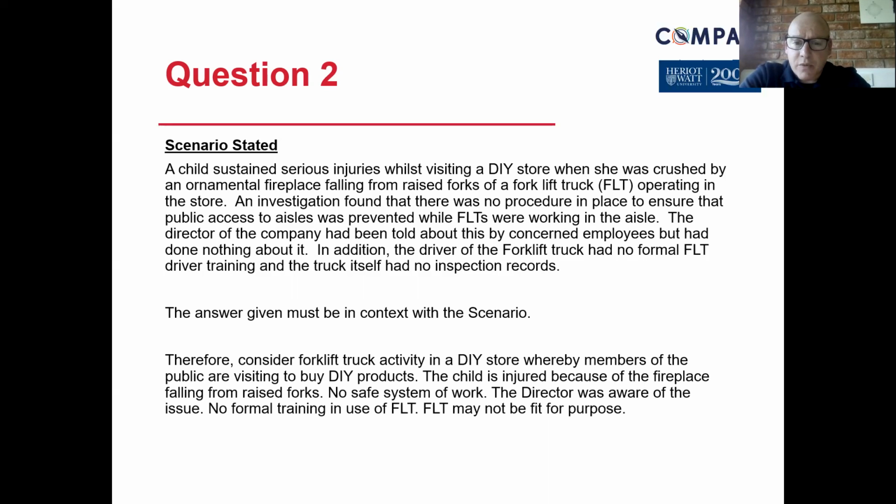The director was aware of the issue. Yeah, so the couple of links later on when you think about directors' responsibilities. And also no formal training in the use of the forklift truck. That's worrying as well. But also perhaps the forklift truck was not fit for purpose. So all these are things that are built into the scenario as such. And again, I'm hoping that when you look at the question, you can then make your answer specific to the scenario so it's not ignored.